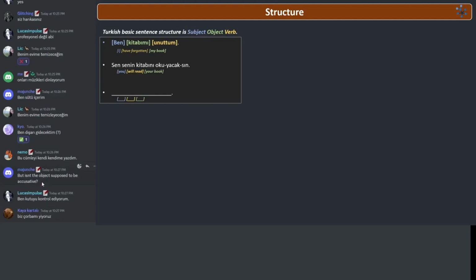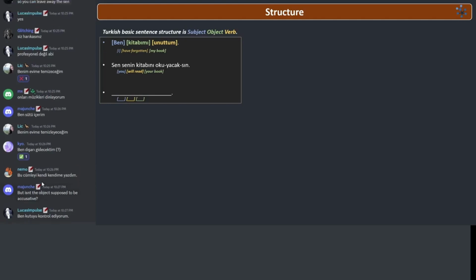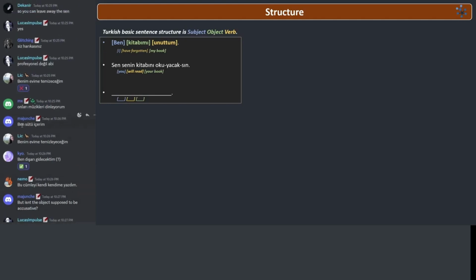Majunche, the object doesn't have to be accusative. It depends. In this context, in your sentence, ben süt içeceğim, it doesn't have to be in accusative. It could be, but when you say it in accusative, sütü, you are making it definite. I drink the milk. Like the milk that we told earlier.